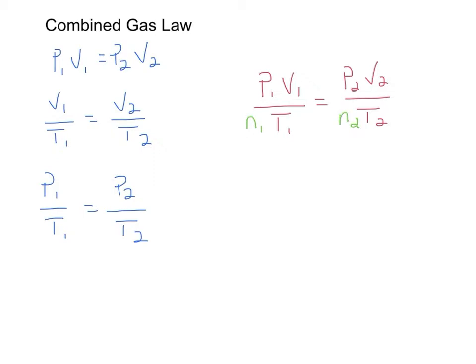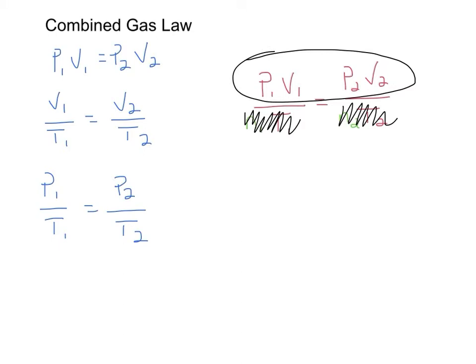Now, the cool thing about this is if any of these is held constant, we can actually figure out Boyle's, Charles's, or Gay-Lussac's law. So let's just say the amount of gas and temperature were held constant. Well, if that's the case, then we can just scratch out the bottom here because N1 and N2, the moles of gas, and the temperature are being held constant, and take a look what we have. We have Boyle's law.